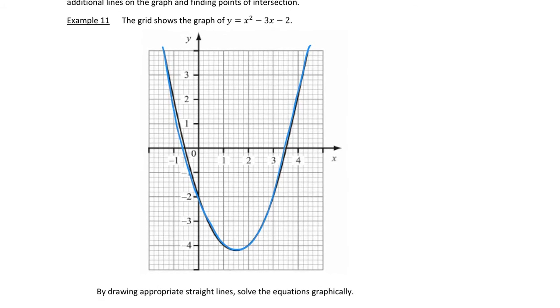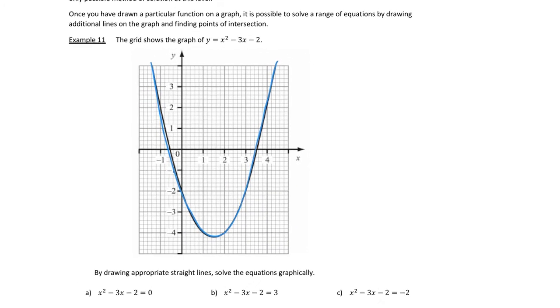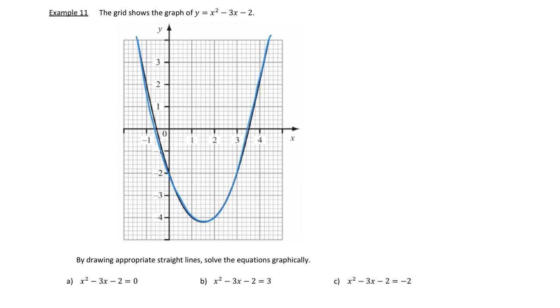The question then asks you to, by drawing appropriate straight lines, solve the equations graphically. The first one is x squared minus 3x minus 2 is equal to 0. So I'm just going to do these over here. We had x squared minus 3x minus 2 is equal to 0. Now look at your equation that's drawn. It is x squared minus 3x minus 2, and what we've got here is x squared minus 3x minus 2.